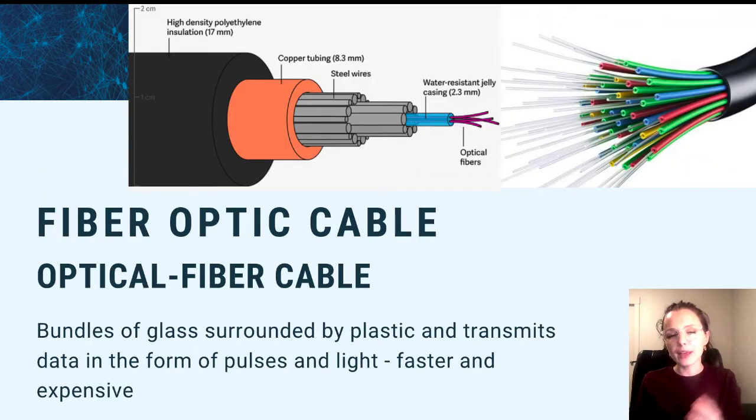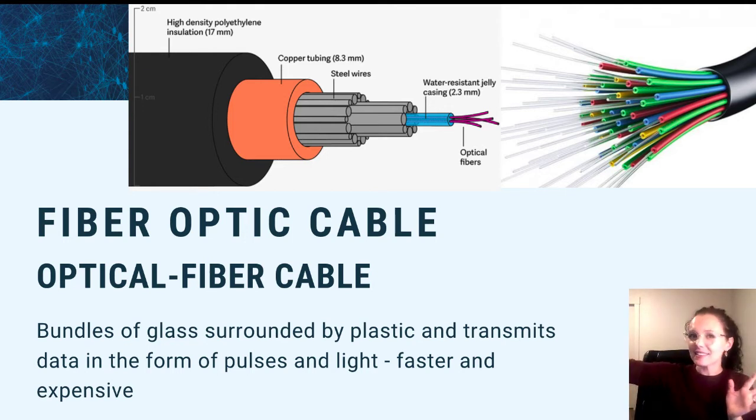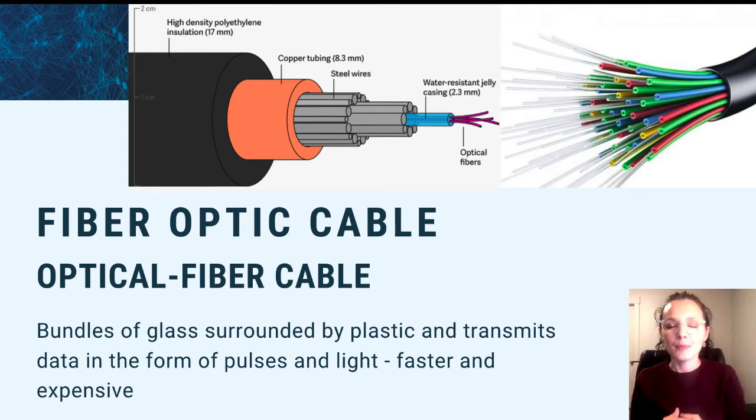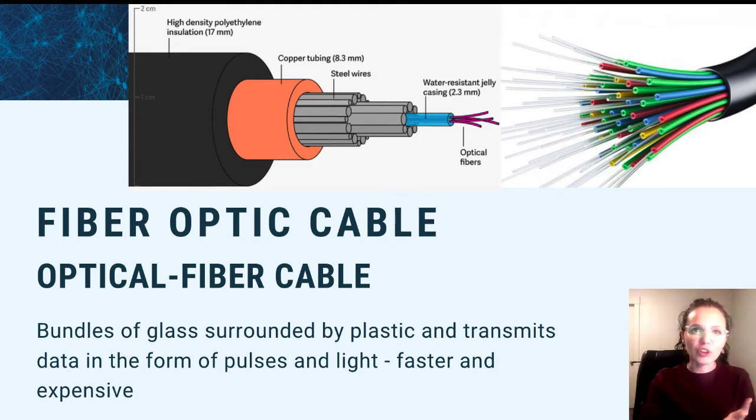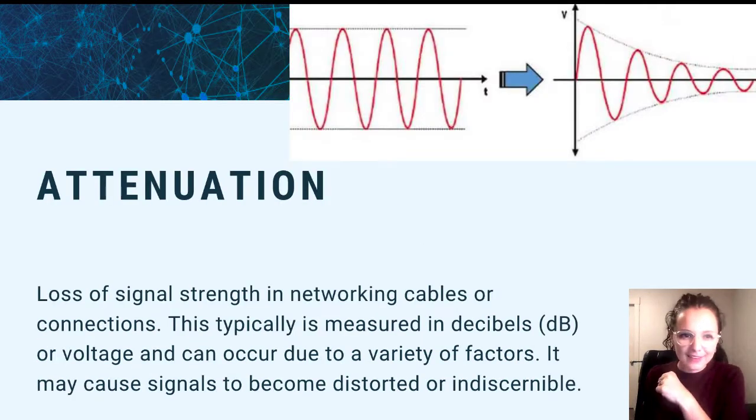And finally, we have the fiber optic cable, and now this one is really cool. It's bundles of glass surrounded by plastic and transmits data in the form of pulses of light. So this glass sends light across the cities and wherever these wires are. They are so neat, but they are specifically made for long distance transmission, and it is because they are resistant to attenuation. Now, what is attenuation, you may ask? Attenuation is the loss of signal strength in networking cables or connections.